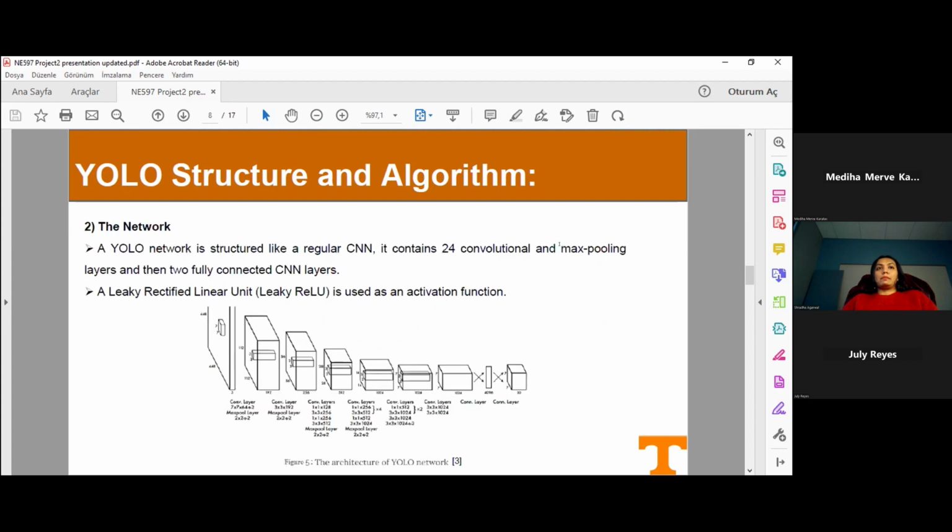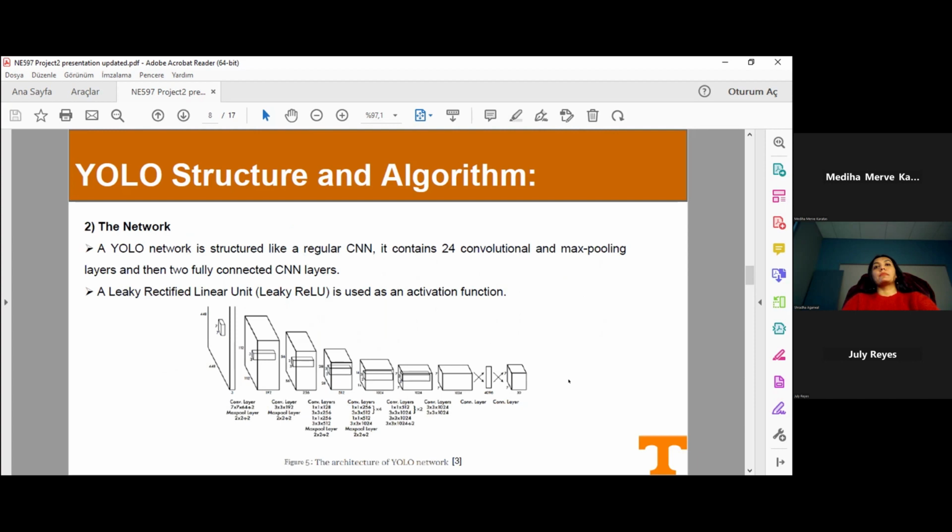The network. The YOLO network is structured like a regular CNN. It contains 24 convolutional and max pooling layers, and then 2 fully connected layers. Leaky ReLU is used as an activation function. YOLO is a clever convolutional neural network for doing object detection in real time.